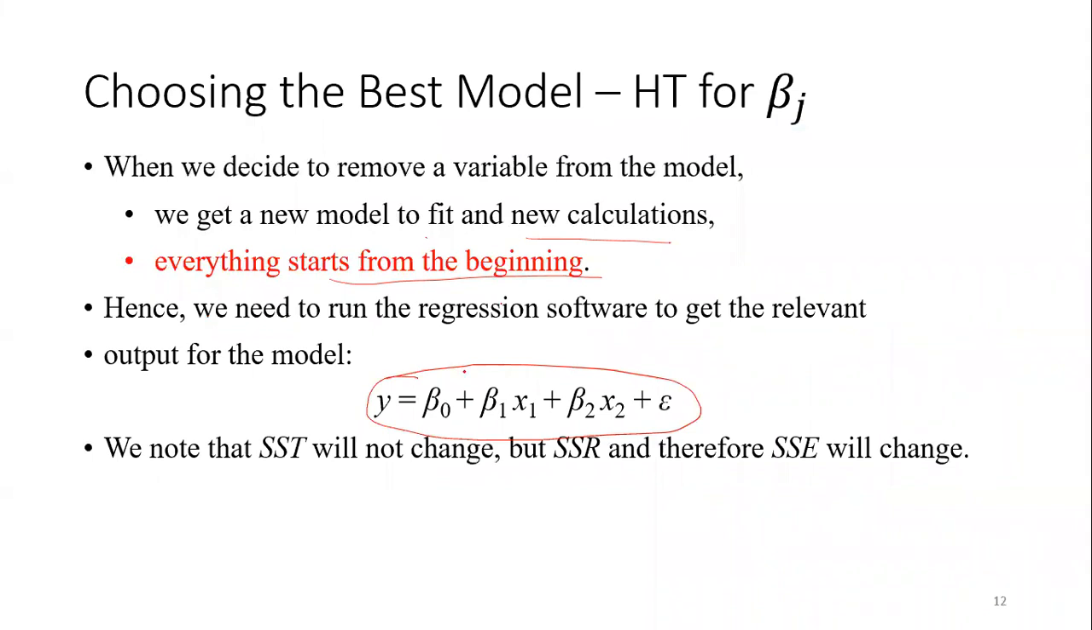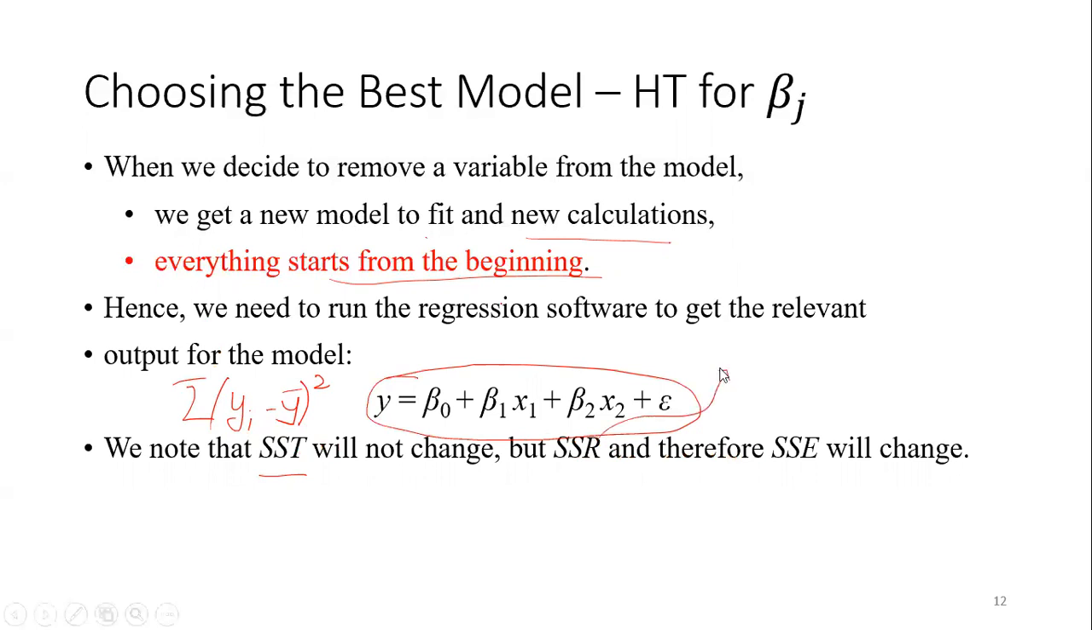Now note that the SST, what was SST? Let me write it: the sum of yi minus y bar, squared. This won't change because your observed variables and your average do not change. But SSR will change, since the sum of SSR and SSE is equal to SST.